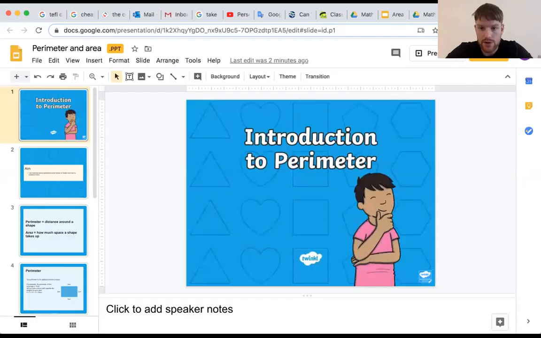Yesterday we had a look with Miss Claire at area, which is a new concept for us. And today we're going to revise area, but we're also going to have a look at perimeter. So we're going to be looking at the area and perimeter of different shapes. Okay, so first of all, let's have a look at the difference between perimeter and area.